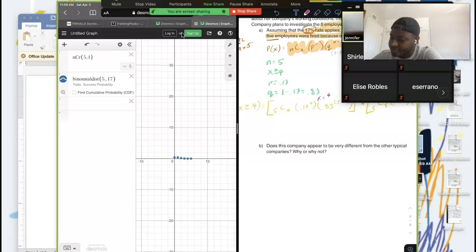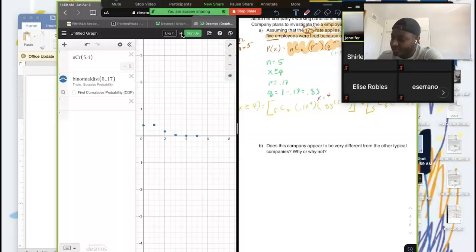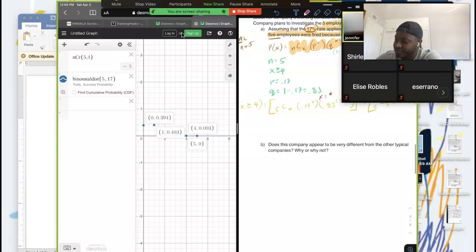And then what it'll do is it'll give you a graph. All right. And then each of those dots represents the probability. So here, the probability of 0 firings is 0.394, 1, and then you have all the way 4 and 5. So there's 4 and there's 5. And then those are the two that we were concerned with. The issue here, so we have for 4, this will give me 0.003, and then plus 0.